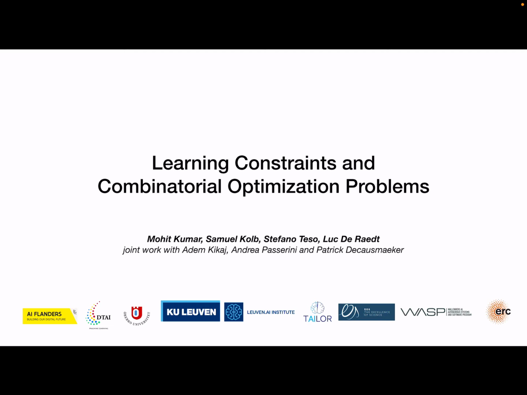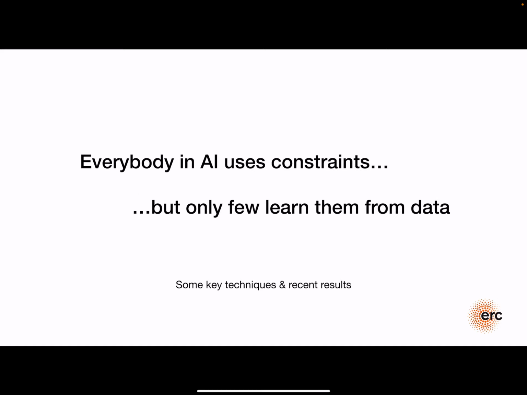My name is Samuel, and I'm here to present joint work with Mohit, Stefano, and Luc, as well as Adam, Andrea, and Patrick on learning constraints and combinatorial optimization problems. Now, everybody in AI uses constraints, but there's few people who actually learn them from data. And I'm talking about inductive learning, not speed-up learning, such as clause learning. And I want to review some key techniques and recent results.